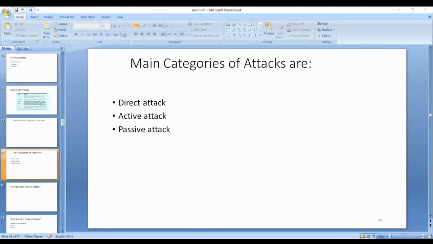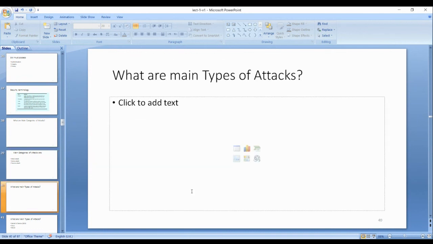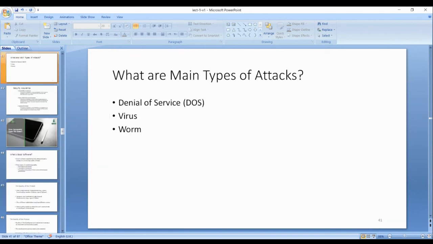So it's very dangerous. Mostly competitors use passive attacks to learn about the future projects and future products of their competitors. So those are the different categories of attacks. And then you have types.